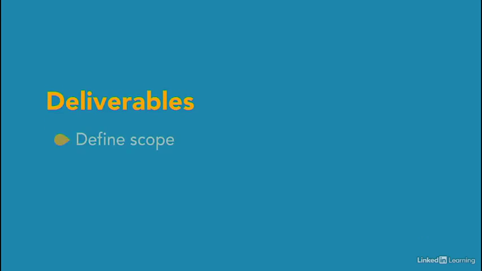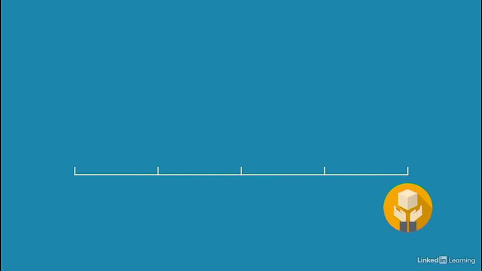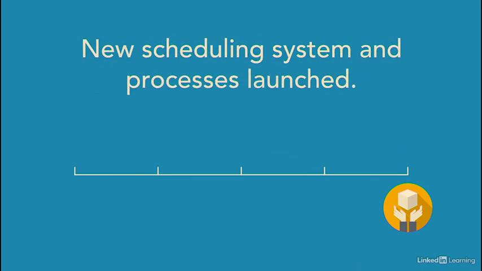Deliverables help you define the project scope, which basically means what is and isn't included in the project. Deliverables then help you measure progress while your project is underway. To document project deliverables, start by listing the end deliverables. That is, the results your project delivers at the end of the project. For example, one end deliverable for the scheduling project would be new scheduling system and processes launched.